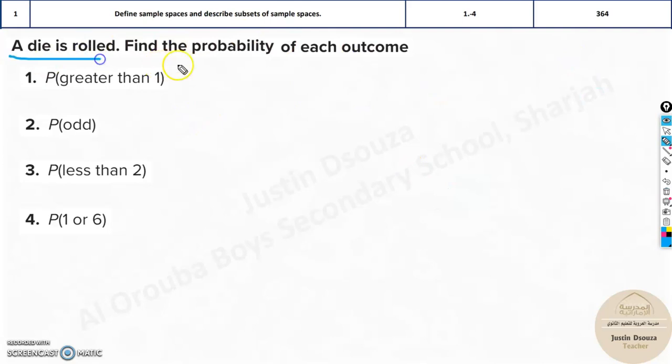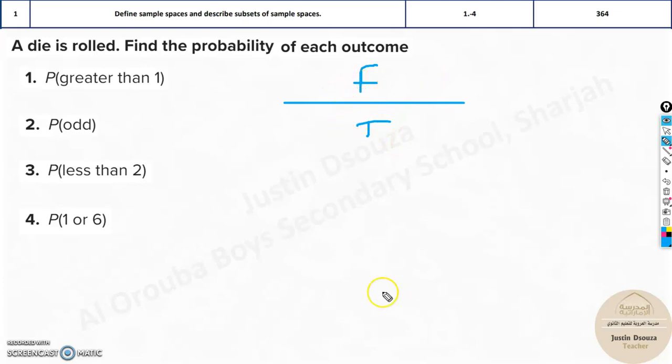Now over here we have a die is rolled. Find the probability of each outcome. So what is a die? A die is like a cube, it'll have numbers 1, 2, 3 and so on on each side of it. There are 6 faces of a die, from 1 to 6. So probability generally is given by favorable outcomes divided by the total outcomes. Or you can write desired outcomes, anything that makes you remember.